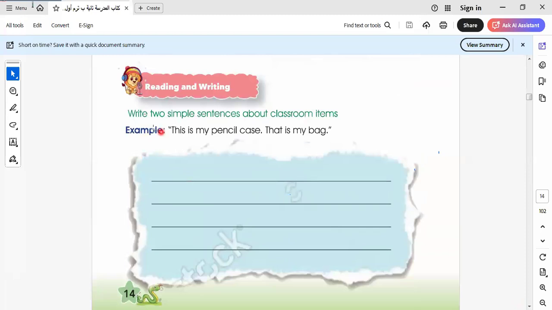Here it says write a simple sentence about your classroom item. For example, this is my pencil. This is a bag. So I can say, for example, this is my notebook. This is my notebook.